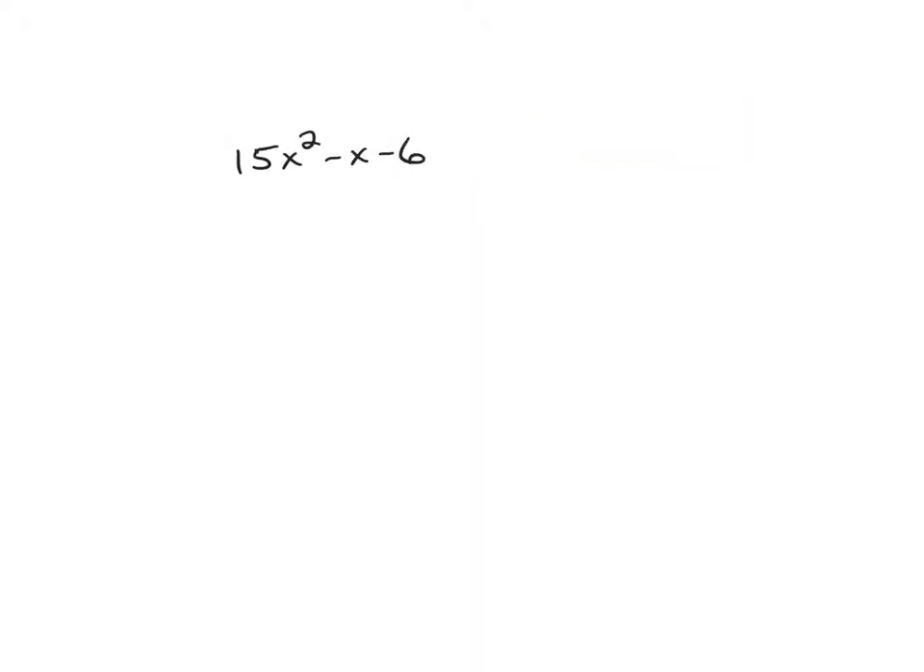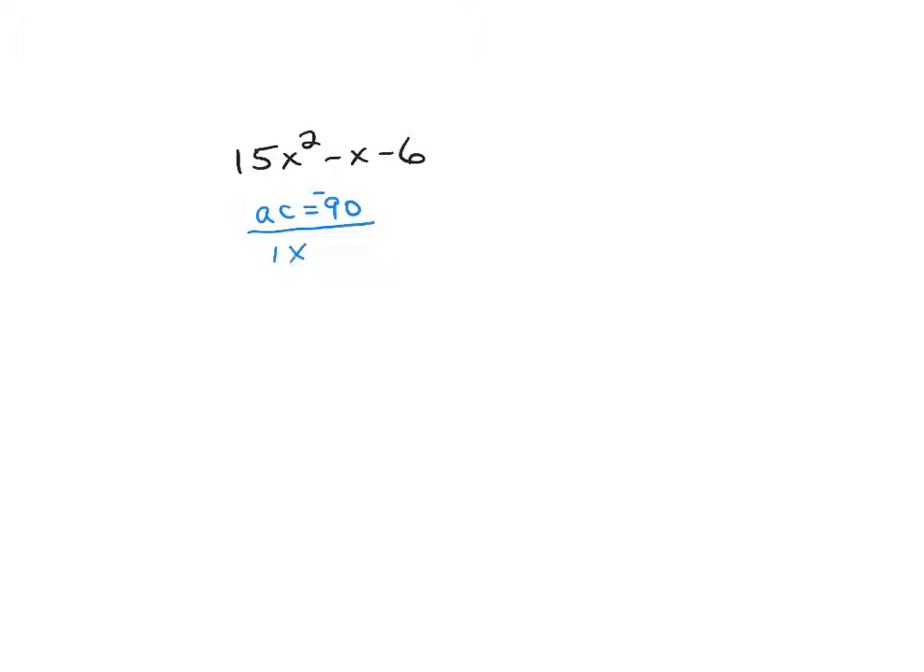Here's one more example. 15x squared subtract x subtract 6. For my AC is equal to 90 because 15 times 6 is 90. But it's actually equal to a negative 90 because it's 15 times a negative 6. So when I go through and write down the factors of this, one of them needs to be positive, one of them needs to be negative.